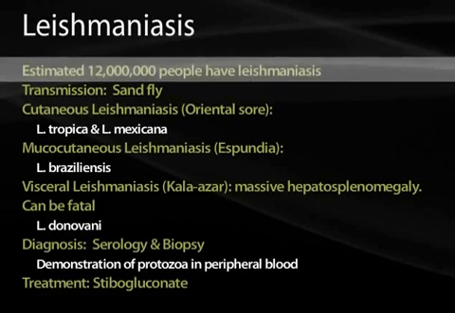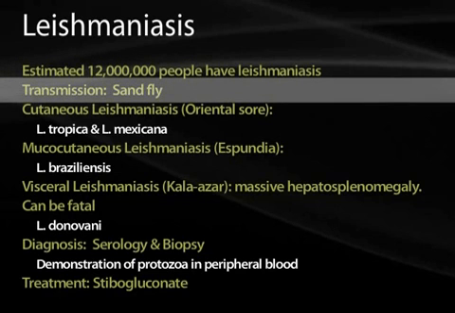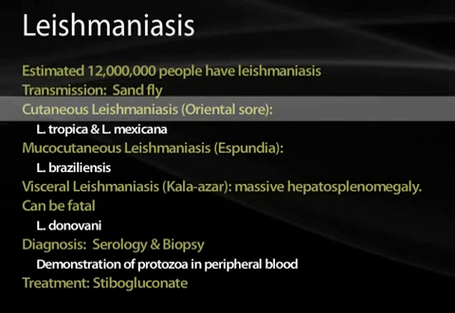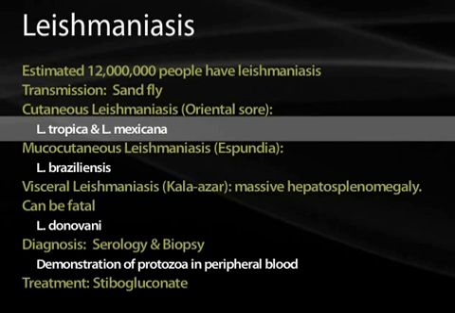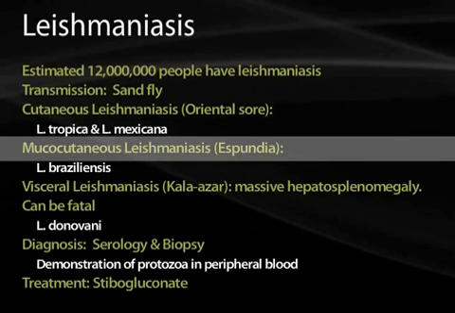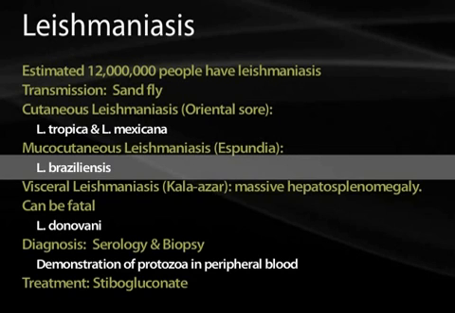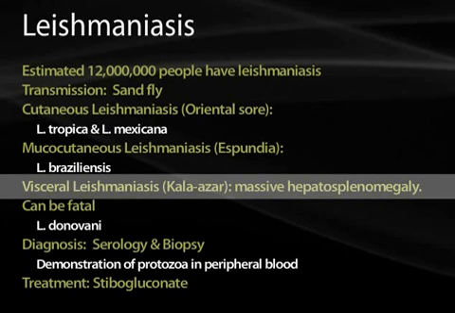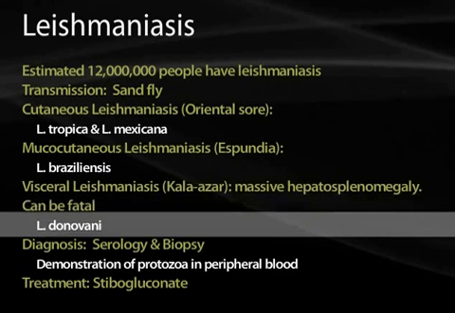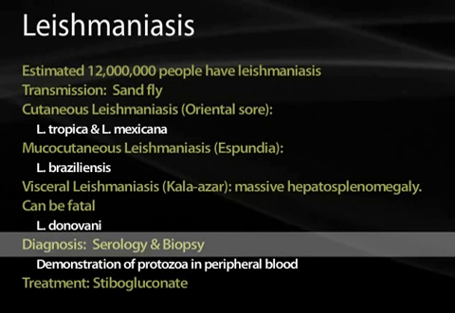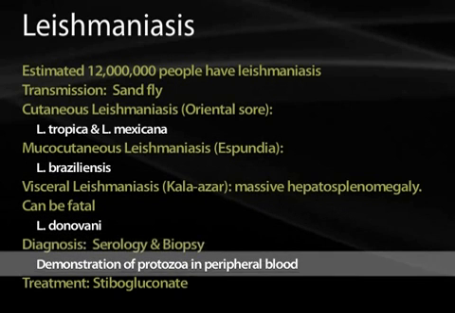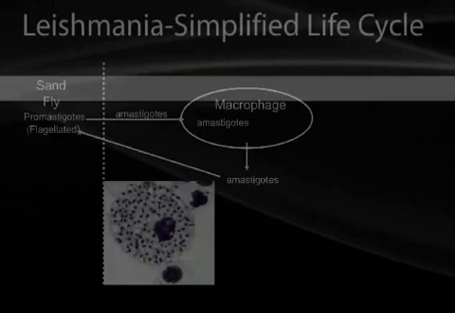Leishmaniasis infects about 12 million people worldwide. It's transmitted by the sandfly and comes in three different forms. Cutaneous leishmaniasis, which is the oriental sore, commonly caused by Leishmania tropica and mexicana. Mucocutaneous leishmaniasis, which is caused by Leishmania brasiliensis, and visceral leishmaniasis, which is also called kala-azar, which is the form of massive hepatosplenomegaly and can be fatal, and this is Leishmania donovani. The diagnosis is through serology and biopsy, and you have to demonstrate the protozoa in peripheral blood. You treat it with stibogluconate.